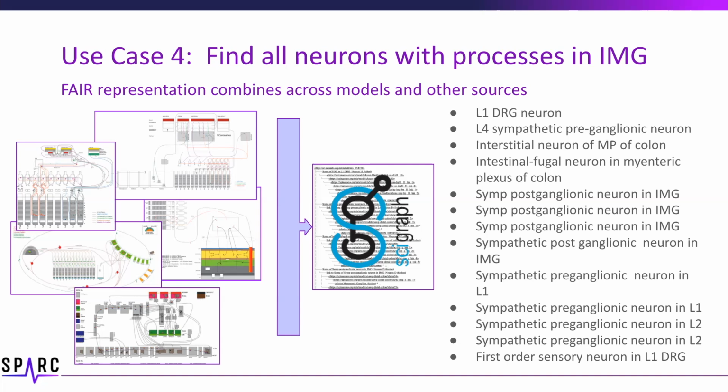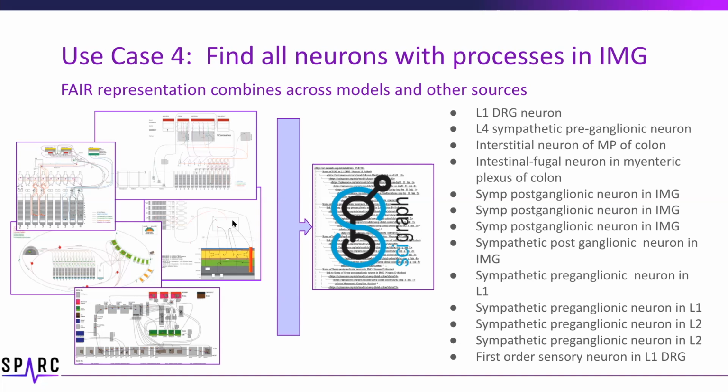So this is what we mean by making data FAIR. It is interoperable in this case. The I in FAIR stands for interoperable because it is all mapped to a common model and a common formalism. So if we issue a Cypher query to SciGraph and we say, find all neurons with processes in the IMG, it returns a list of neurons from whatever model has information that goes into the IMG.